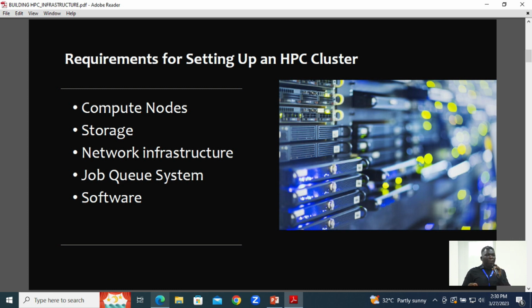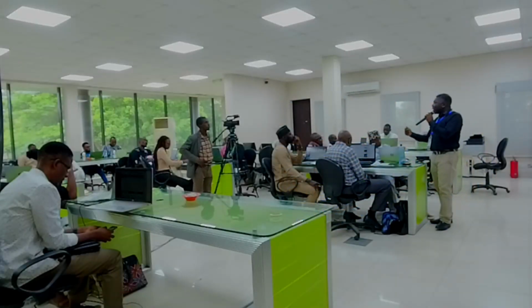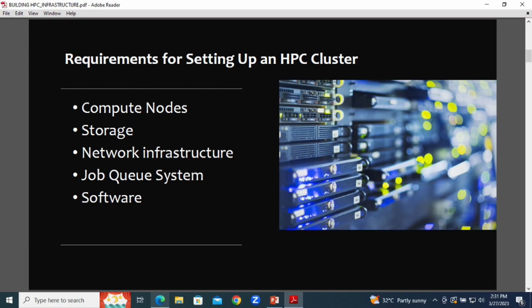Then you now have your network infrastructure. High performance computing is the aggregation of computing resources. To make all these devices communicate together, like I was giving an instance before, you have these 3 computer sets here. You need to interconnect them together. So that is where the network infrastructure comes into place. Am I communicating? That's what the network infrastructure does.